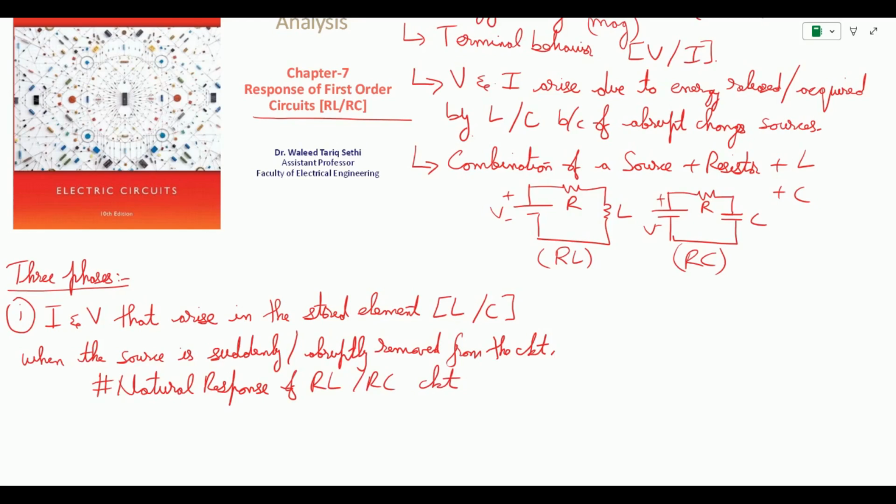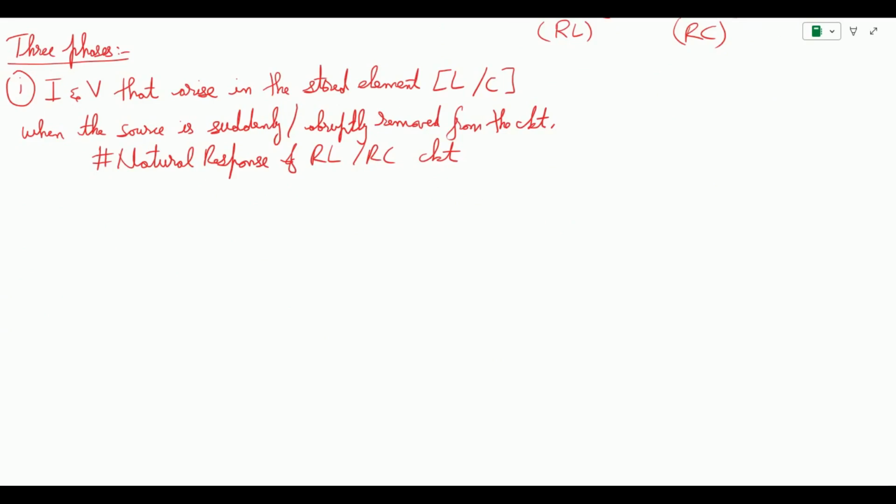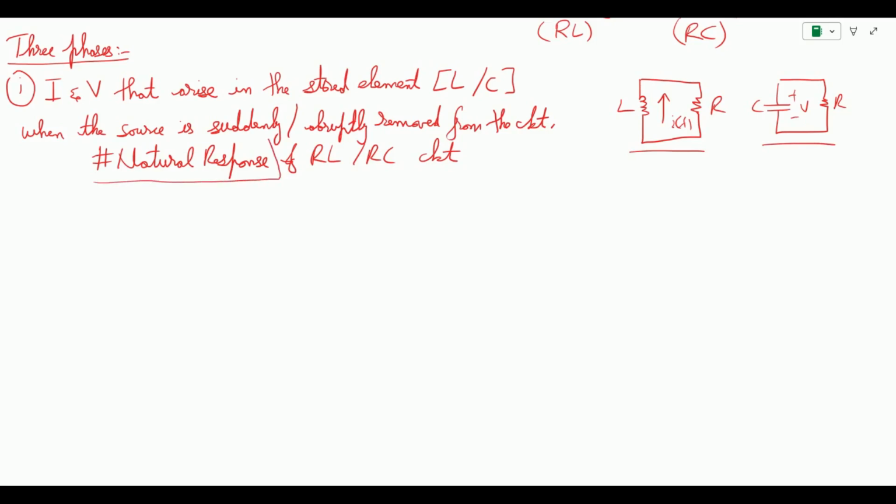So this is the first scenario, and what happens is that we are only left with a circuit of this formation. When the source is removed, we will be left with either an inductor and a resistor with the current i(t) flowing through it, or a capacitor and a resistor with a respective voltage. So the first phase of the discussion will be what happens to the voltages and currents when the source gets disconnected and we are only left with a resistor and inductor, or a resistor and capacitor. This form is known as the natural response of RL or RC circuit.